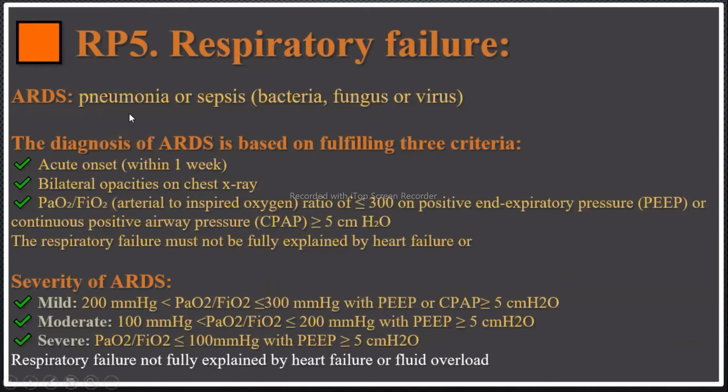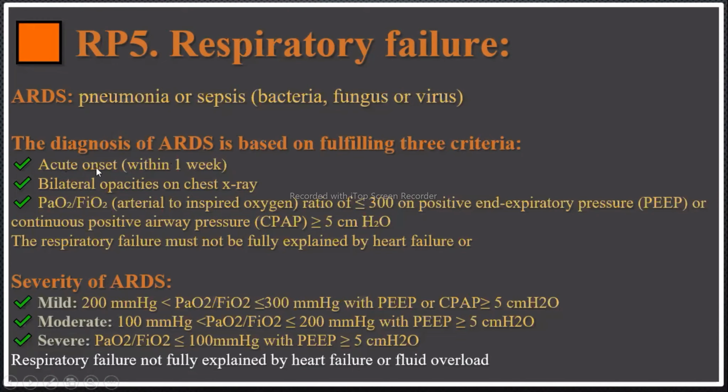So here, ARDS, whether from pneumonia or sepsis, may be bacteria, fungus, or virus. The diagnosis of ARDS: acute onset within 1 week, bilateral opacities on chest X-ray, PaO2 to FiO2 ratio less than or equal to 300 on positive end-expiratory pressure. Okay, so these are the criteria to diagnose ARDS.